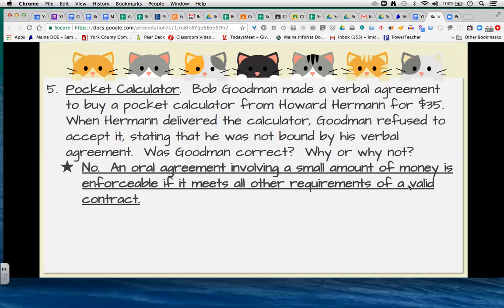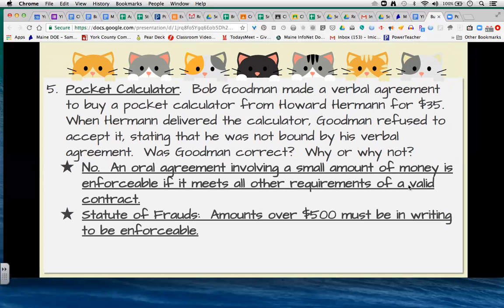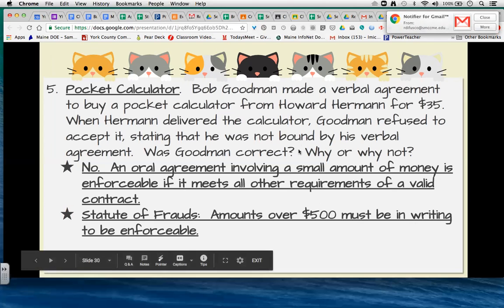No, an oral agreement involving a small amount of money is enforceable if it meets all the other requirements of a valid contract. Remember, the Statute of Frauds states that amounts over $500 must be in writing to be enforceable. So this was under $500, so the oral agreement is still enforceable.